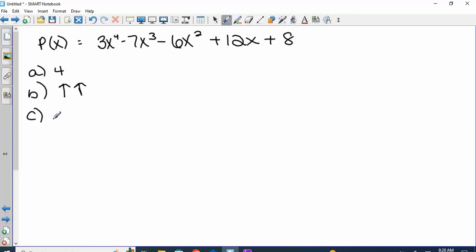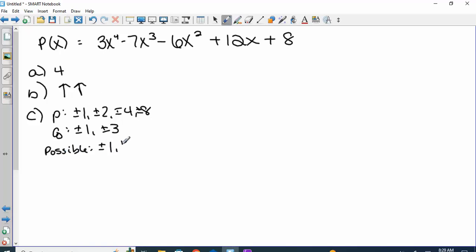Possible zeros. So that asks you for your P's and Q's. So my P, everything that goes into 8, will be 1, 2, 4, 8. Q, everything that goes into 3, plus or minus 1, plus or minus 3. So possible, P over Q. So 1 over 1 is 1, 1/3, 2, 2/3, 4, 4/3, 8, and 8/3. Did we get that?